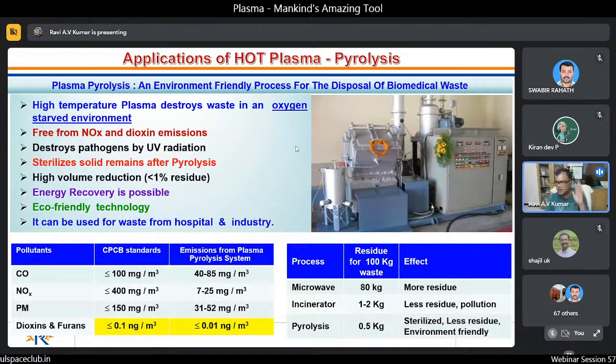These are good for medical waste, or any kind of waste that does not contain too much water. It can be solid, liquid, slurry, anything. This is one of the important aspects of pyrolysis, and most important is that the residue is very little, only 0.5 kg for 100 kg of waste.